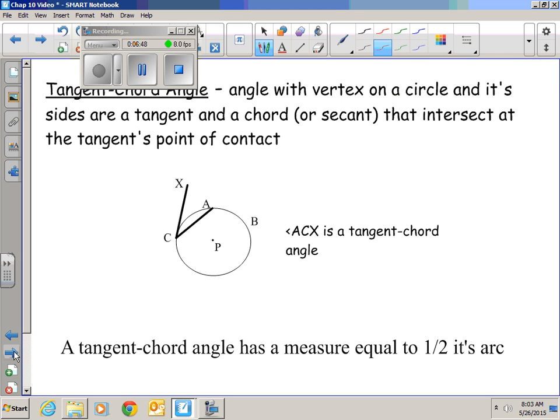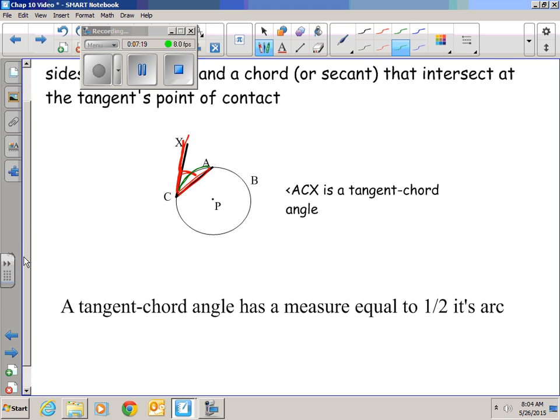Okay? The second type of special angle, where its vertex is on the circle, is a little bit harder to see. It's called the tangent chord angle. The tangent chord angle is made up of a chord and a tangent. Once again, though, this angle right here is going to equal half of the arc. And I'm going to just put that arc right here in green. So the measure of the red angle is equal to half of the arc.